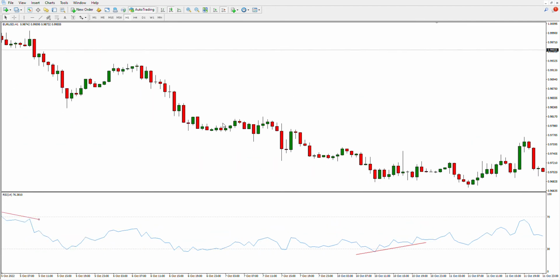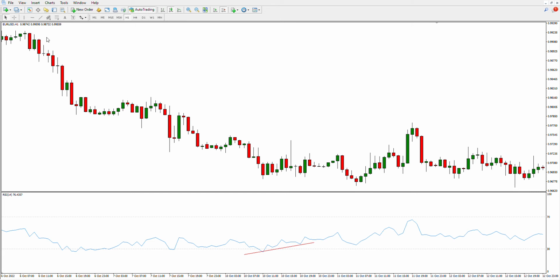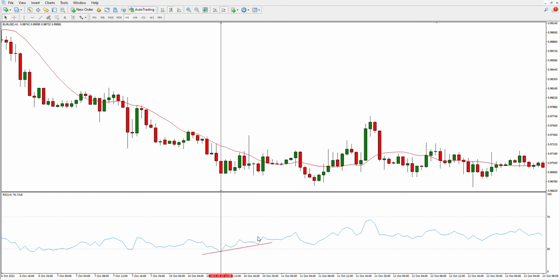Coming back to this one, you could argue, well, you know, we have the divergence here, we exited the sell trade here, the RSI is oversold. Is that not a buy opportunity? The thing is, if we put a moving average, just a simple 14 period moving average on the chart, you can see that price was still below the moving average when this happened.